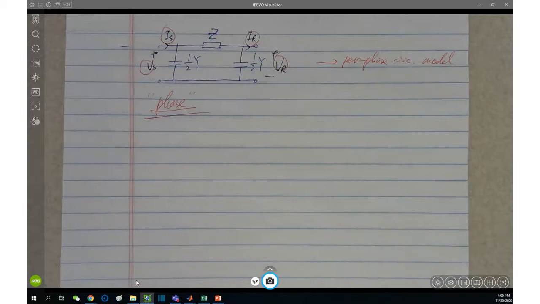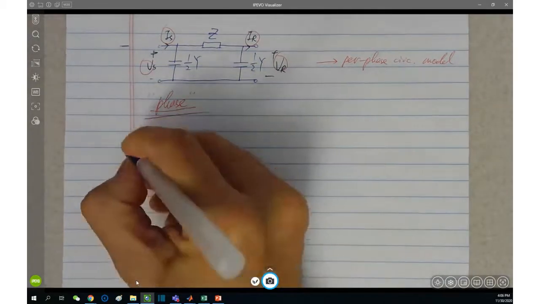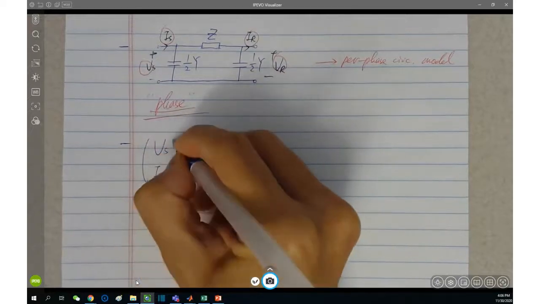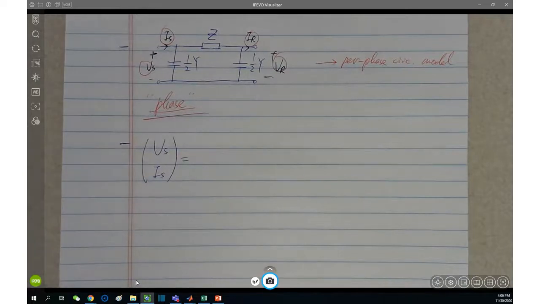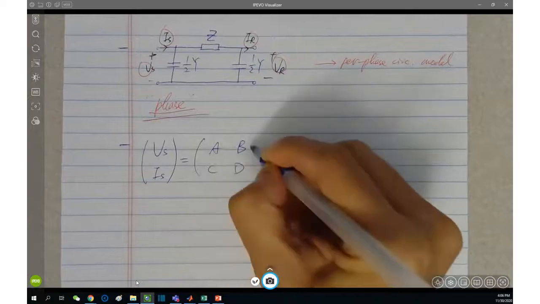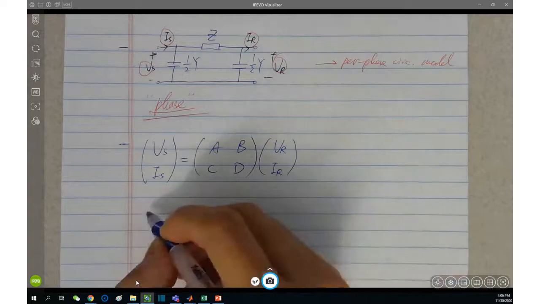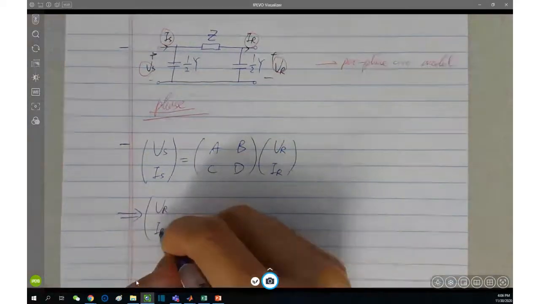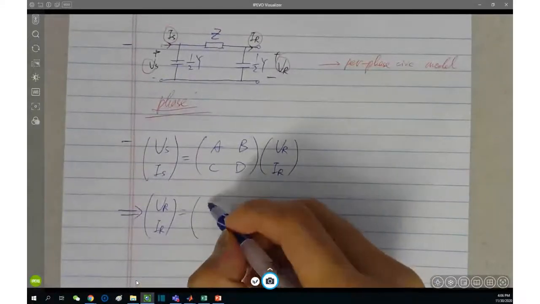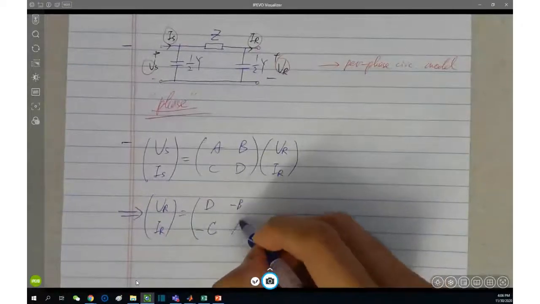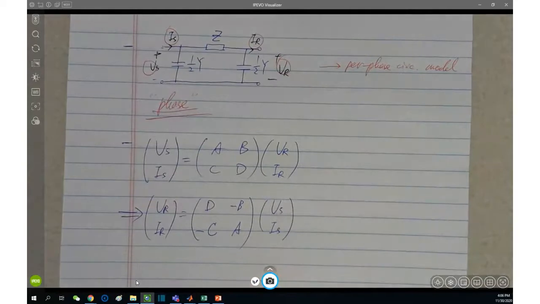And further, we derive the sending end voltage and current, of course phase voltage and phase current, equals a 2 by 2 matrix times the receiving end voltage and current. If needed, we can also derive it the other way around. Pretty much this matrix is the inverse matrix of this one. Very straightforward.